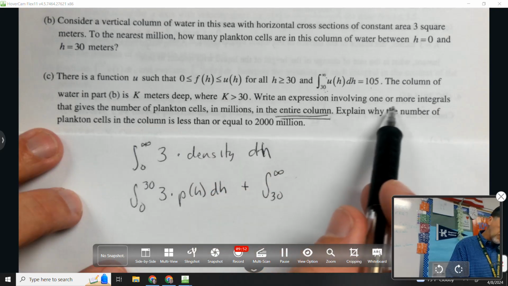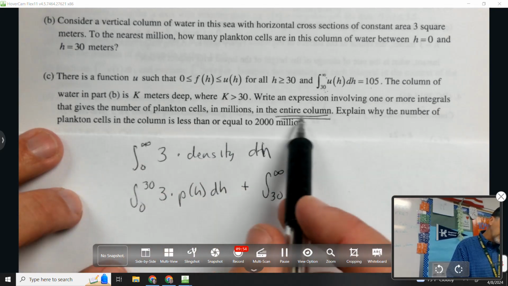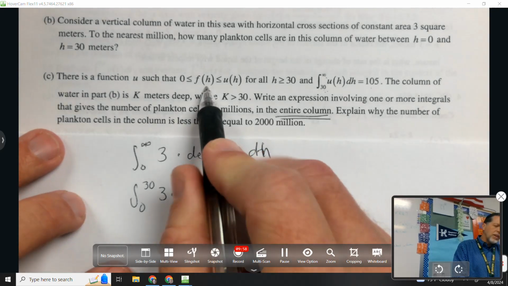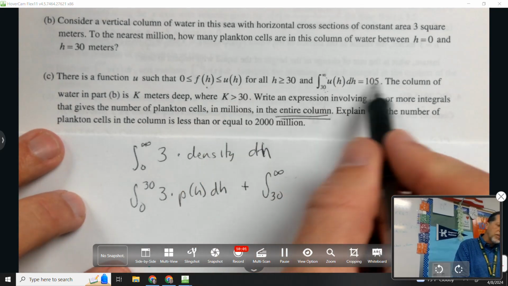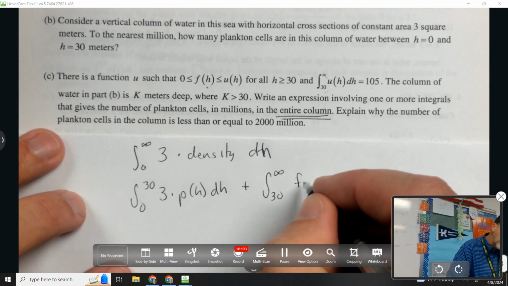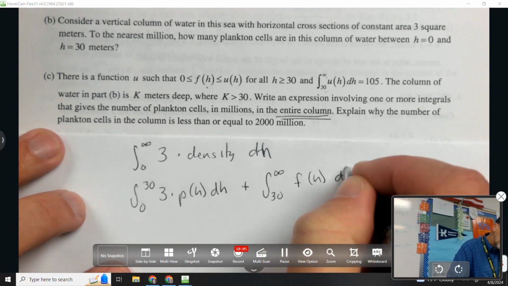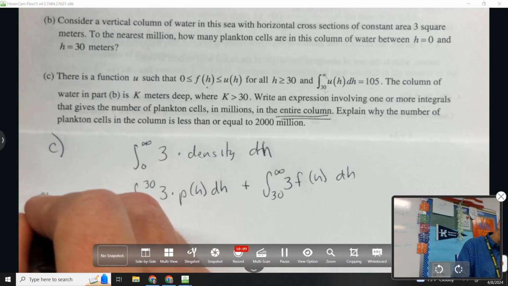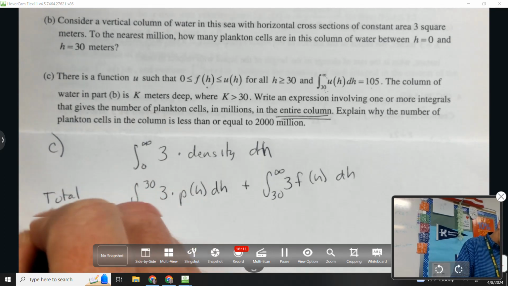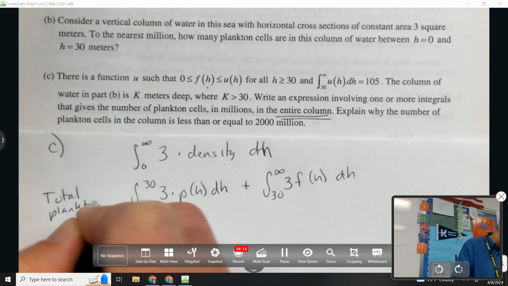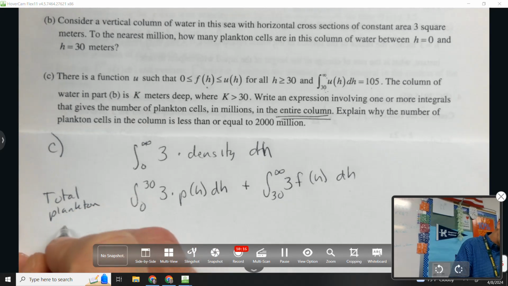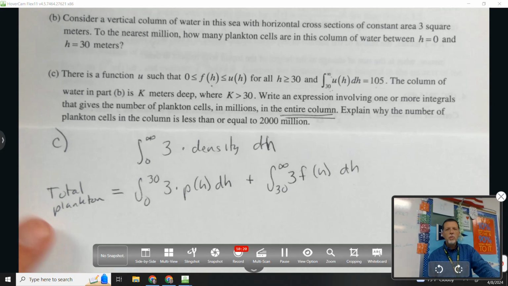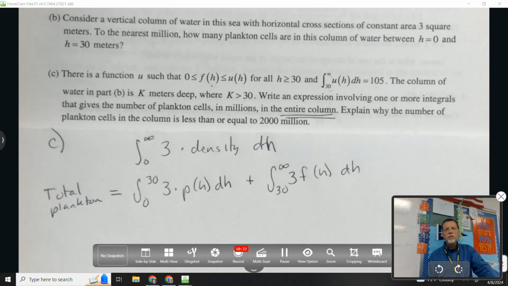Write an expression involving one or more integrals that gives the number of plankton cells in the entire column. Okay, F is the number of plankton cells. U is this made-up function that equals 105. So I want F in there. Also need a 3 on there. Okay, so there's my expression involving one or more integrals.